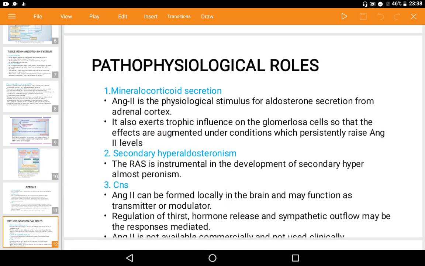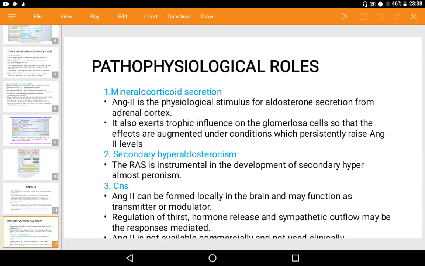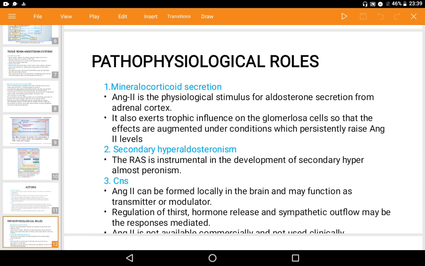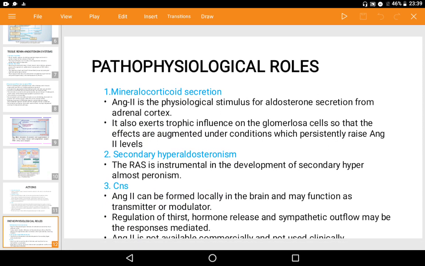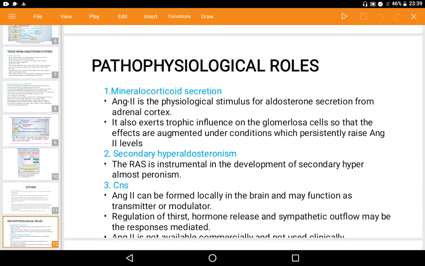Now let's see about their pathophysiological roles. First, mineralocorticoid secretion. ANG2 is the physiological stimulus for aldosterone secretion from the adrenal cortex. It also exerts a trophic influence on the glomerulosa cells so that the effects are augmented under conditions which persistently raise angiotensin II levels. Secondly, hyperaldosteronism. The RAS is instrumental in the development of secondary hyperaldosteronism. CNS.